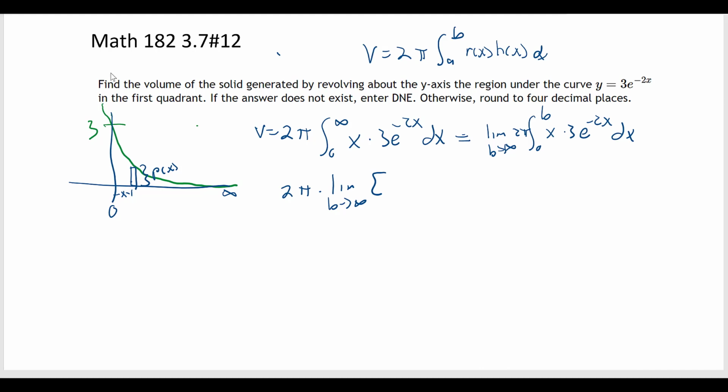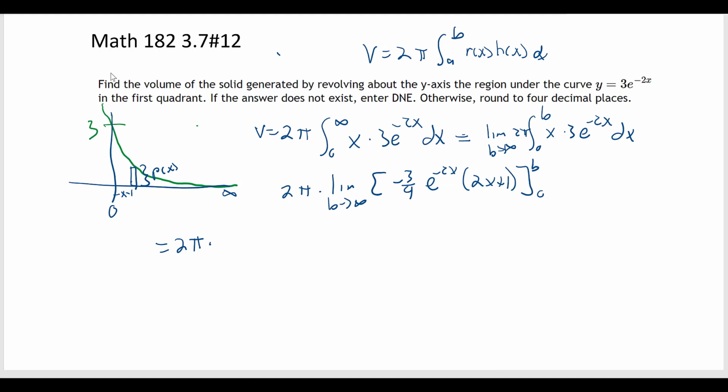You can use integration by parts, where the x goes away and the 3e to the negative 2x doesn't. So anyway, you end up with negative 3/4 e to the negative 2x times the quantity 2x plus 1. We integrate that from 0 to b. So we have 2 pi times, and I'm sure someone's going to get in the comments and say some of my notation might be off a little bit, but this is how I'm doing it.